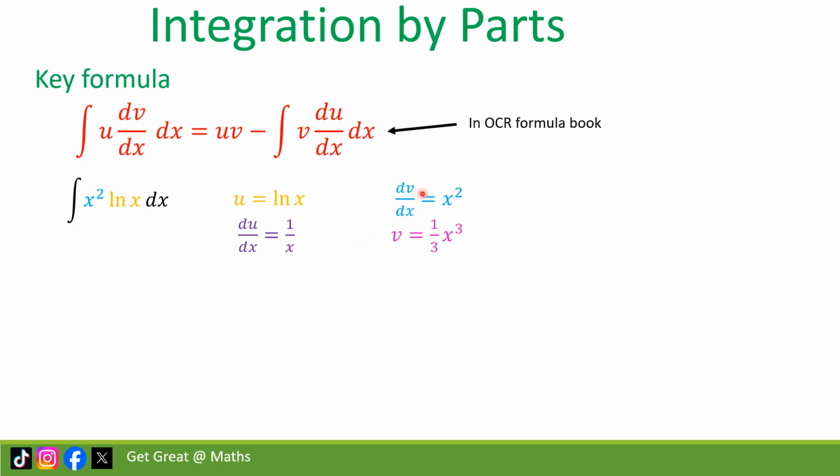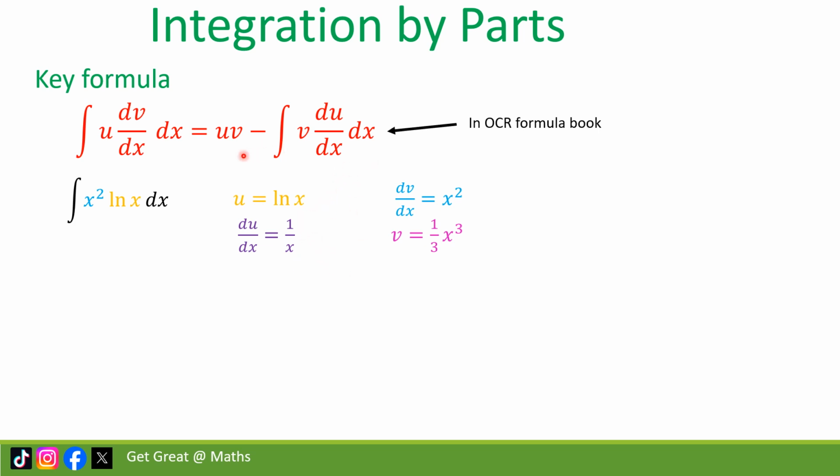Then I have to integrate this function here to give me the value of v. So to go back to v, I've got to integrate, and the integral of x squared is add 1 to the power, so it becomes x cubed divided by 3. Now my formula says it's u times v, so it's the top left times the bottom right. So it's the u term times the v term minus the integral of v, which is x cubed over 3, times du by dx, which is 1 over x dx.